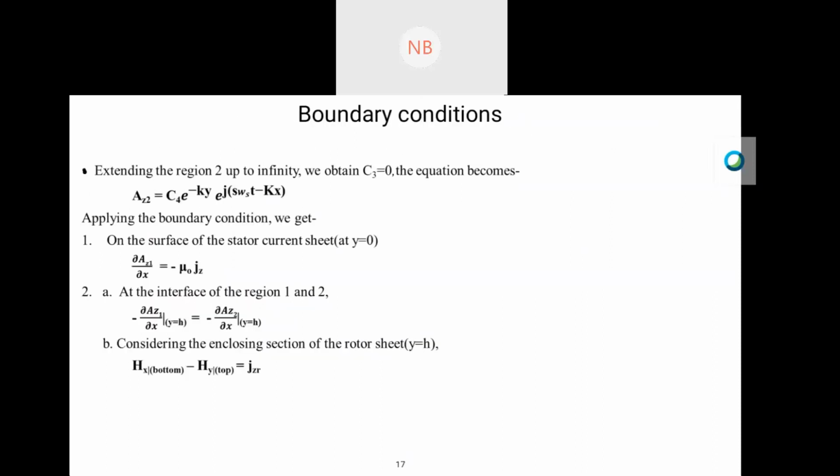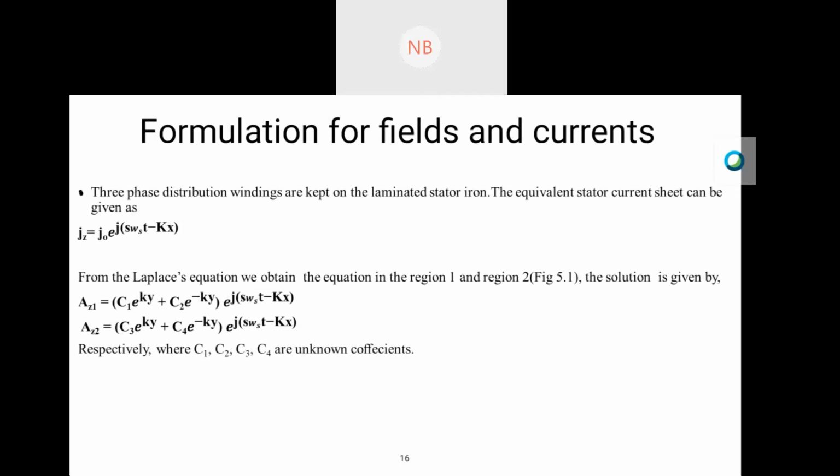Zz equal to Z naught e to the power j(s omega t minus kx). Z naught is the peak value of the linear current density of the stator winding, s is the slip, and k is the wave number, which is given as pi by tau, where tau is the pole pitch.